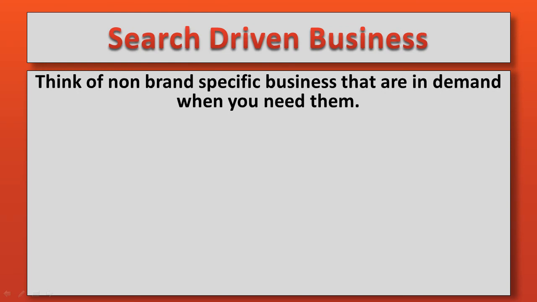Now, when you're thinking about who needs it, think about non-brand specific. For example, Coca-Cola is a brand. When you walk into a store, you already made that buying decision. Kellogg's, things like that. Those are brands that you already basically made a decision on. But what about things where, when you need them, you're going to get on Google and do a search.